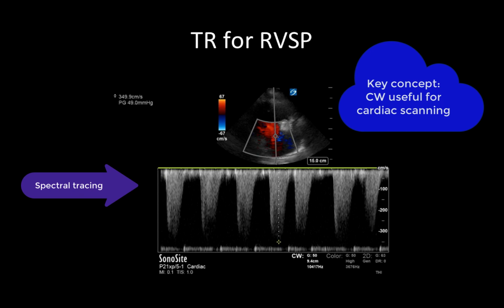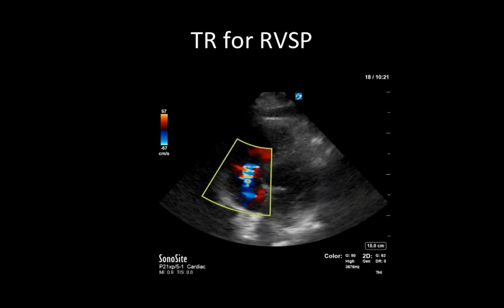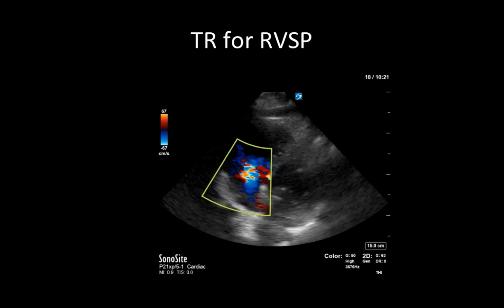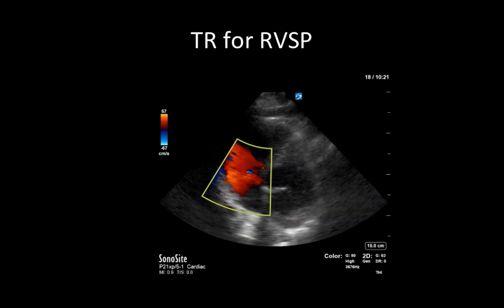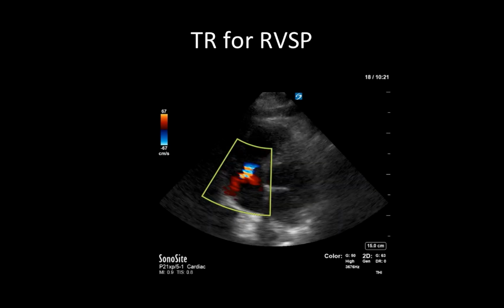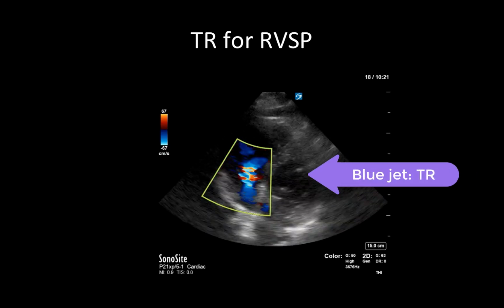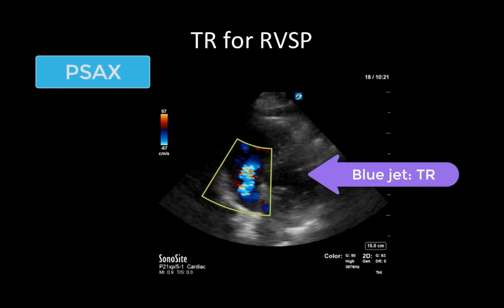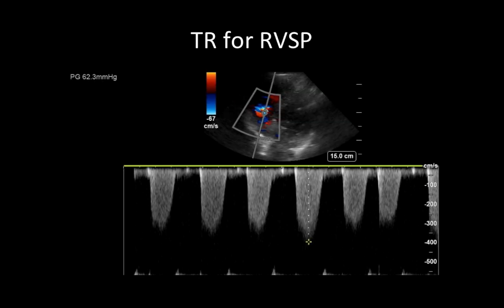To emphasize the importance of aligning the direction of blood flow with the angle of insonation of the ultrasound transducer, here we have a view from the same patient, once again using color Doppler to identify a TR jet. This time we're in a parasternal short axis view. And note that in this view, because the alignment of the regurgitant jet is optimized, the calculated maximal pressure gradient is substantially higher than the previous view.